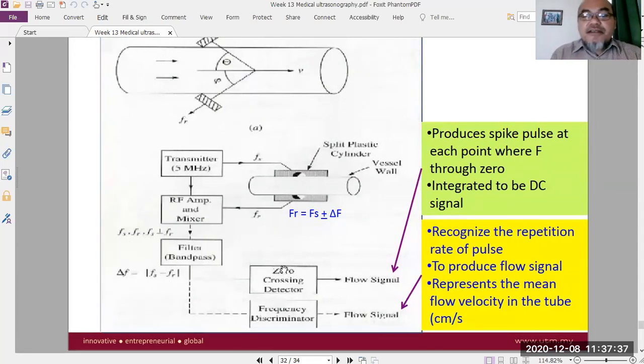F transmitted minus F received, and then using a frequency discriminator and zero crossing detector, we will obtain the flow signal produced by pulse at each point where F goes through zero, and integrated to be a DC signal, similar to the previous block diagram. And then the flow signal will recognize the repetition rate of the pulse to produce the flow signal. This represents the mean flow velocity in that tube in centimeter per second.